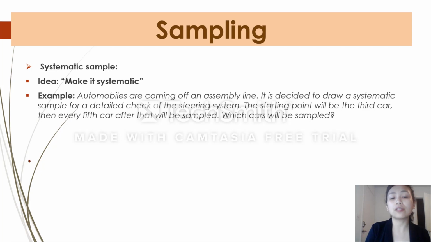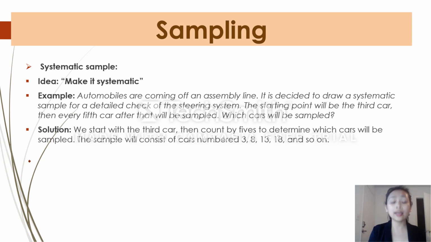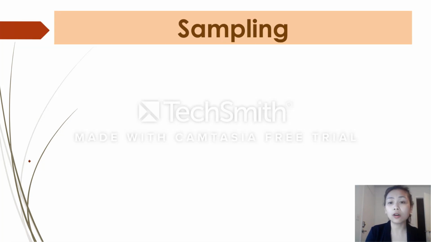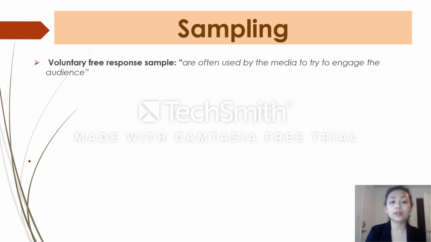So which cars will be sampled? In this case, we start with car number 3 and then count by 5 to determine which car will be sampled. So the sample will consist of cars number 3, 8, 13, 18, 23, 28, and so on. So that is an example of systematic sample.